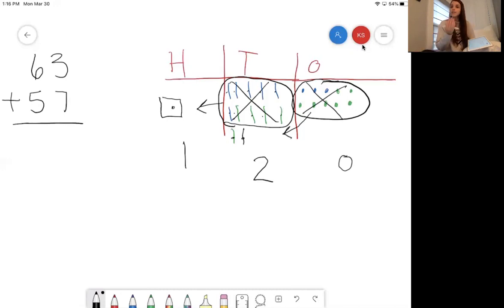Now I'm going to solve it a different way using my traditional style. I'm going to do the same thing. I know that I can add in any order, and I'm going to start in my ones place because ones always comes first. So instead of doing 3 plus 7, I'm going to do 7 plus 3 to make it a little easier. So 7 plus 3 is 7, 8, 9, 10.